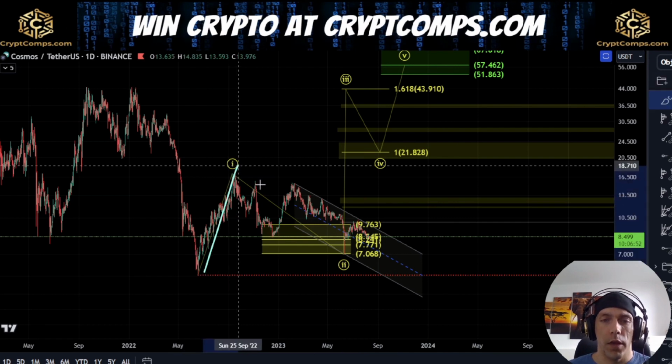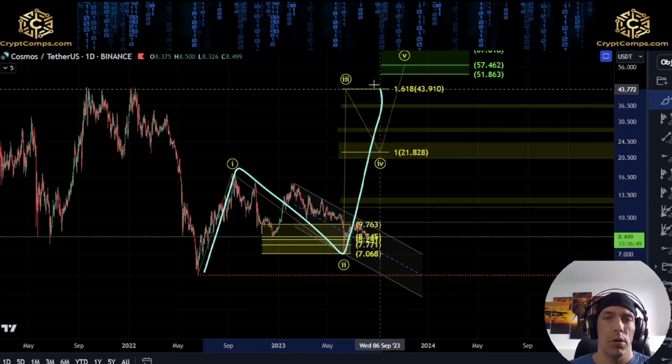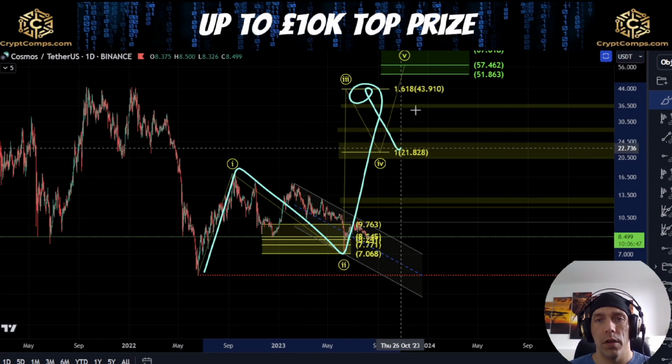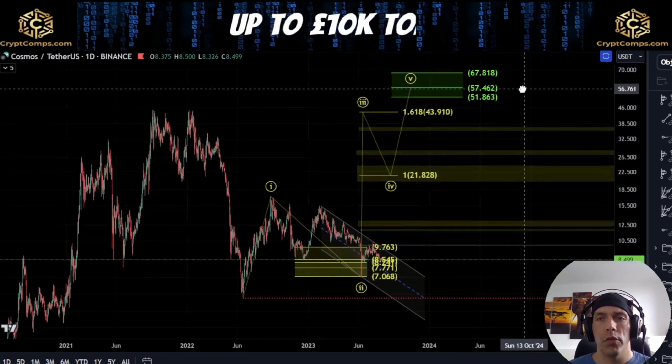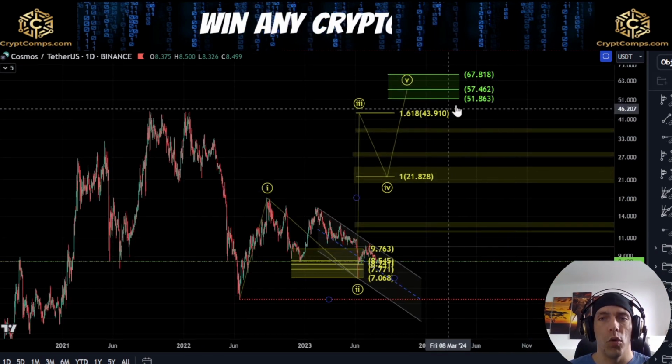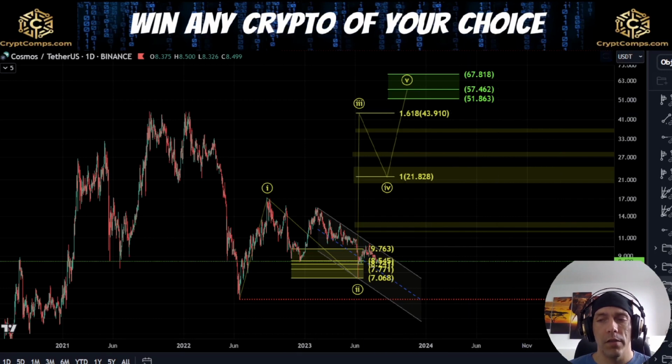Now, if this is the case, what we'd be saying is that this is 1, 2, and we're looking for this wave 3 to the upside, a 4th and a 5th, which could look to push us up here towards a 67.81 to this 51.86 as a potential target.